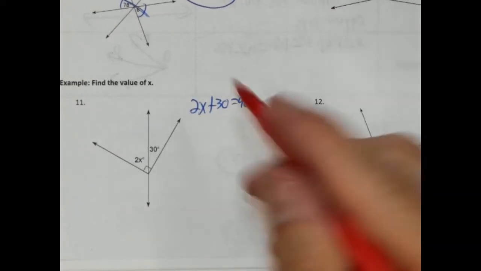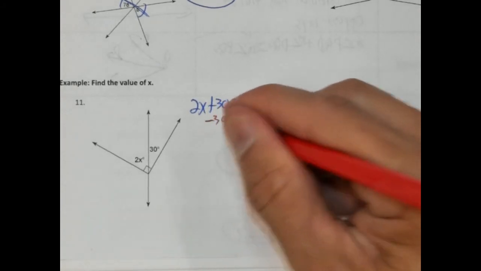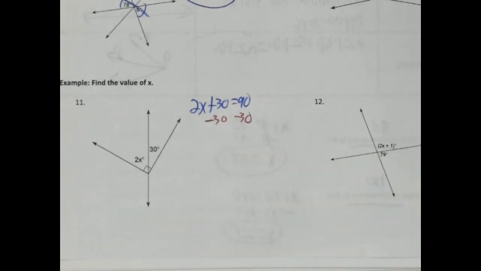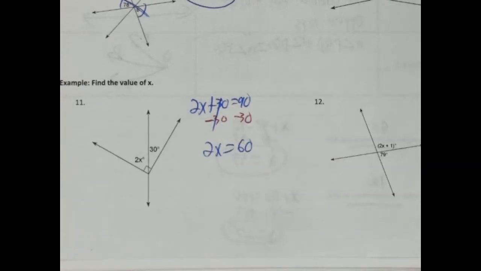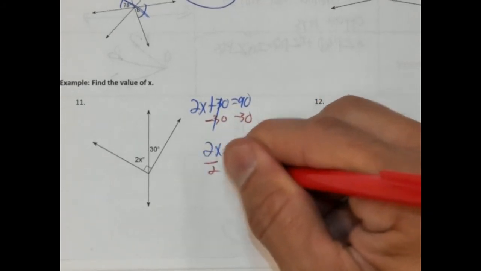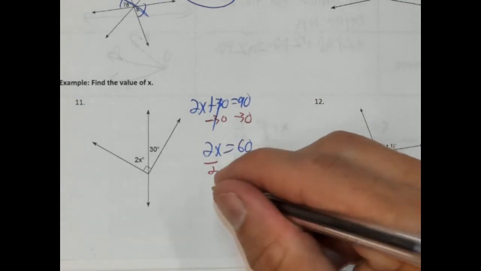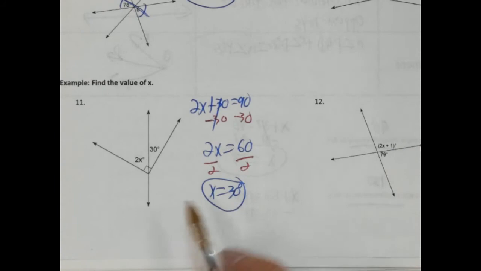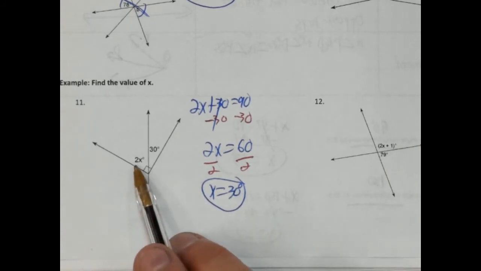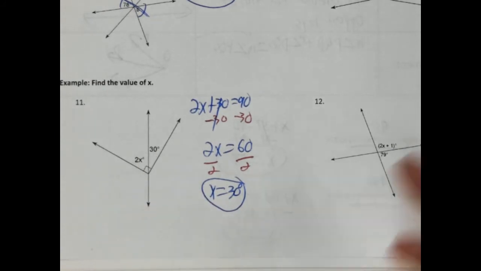Then we just solve this. So we're going to get rid of our constant. We're going to subtract 30 from both sides. Okay, that's going to be 2x equals 60. Divide both sides by our coefficient here, which is 2. And x will be equal to 30. There you go, I guess degrees. Yeah. And that makes sense because 2 times 30 is 60. 60 plus 30 is 90. That works out.